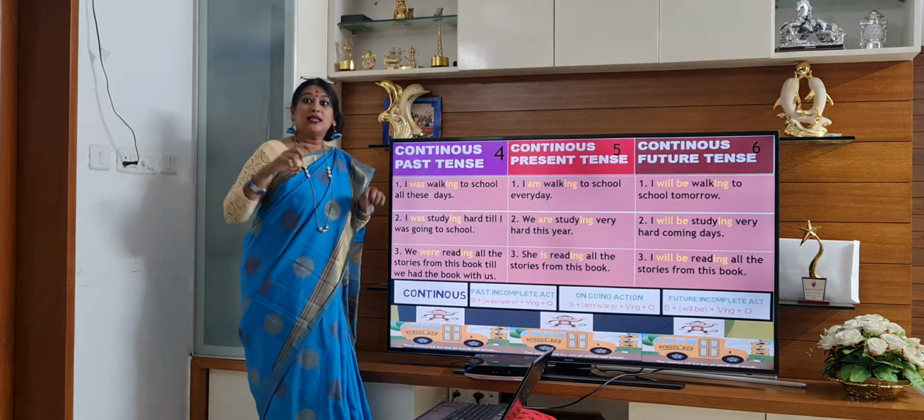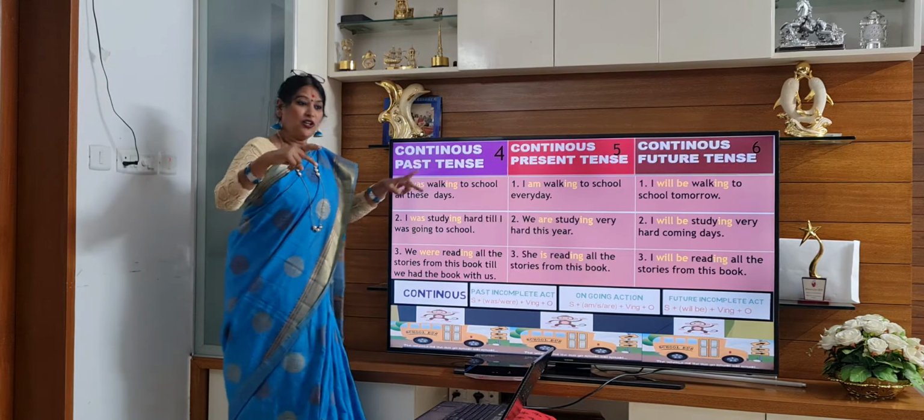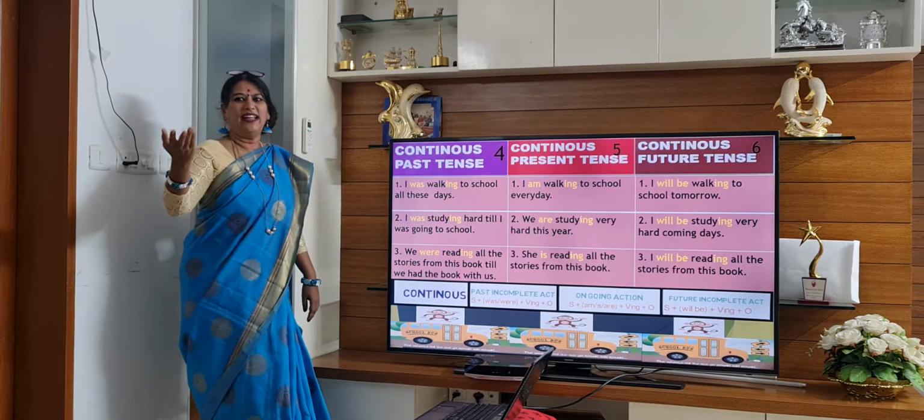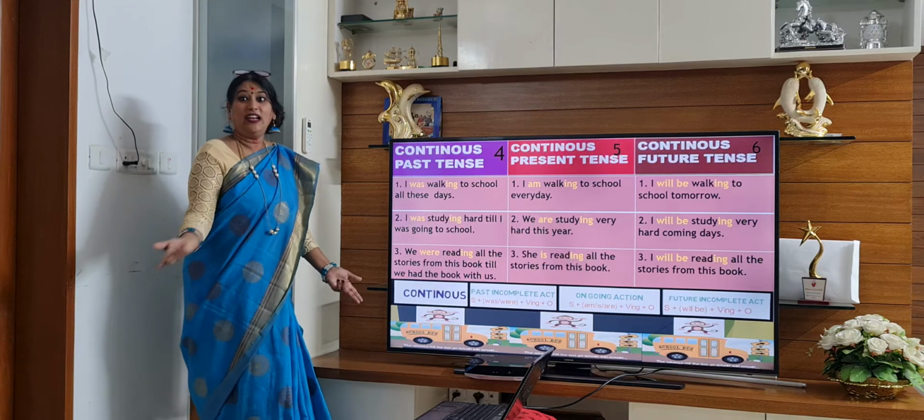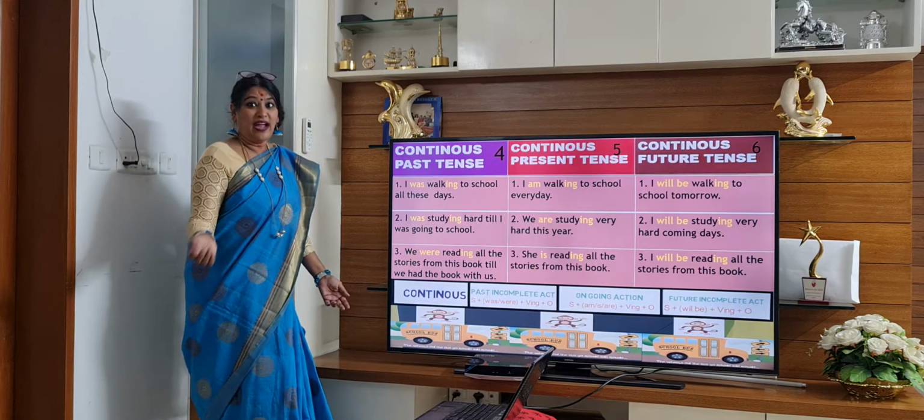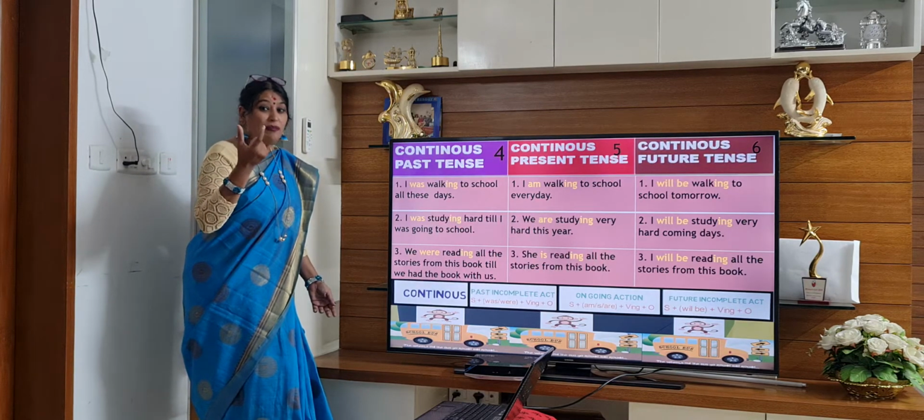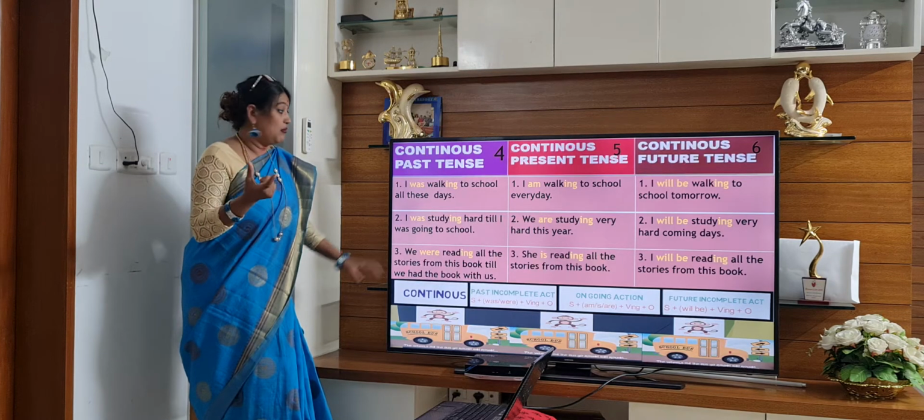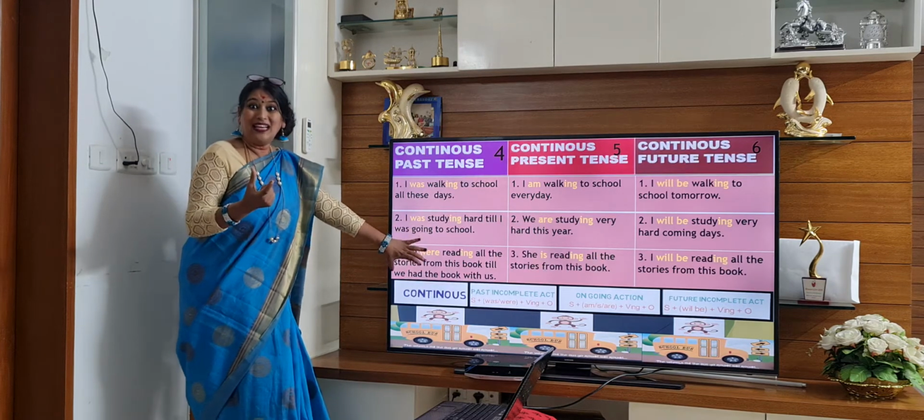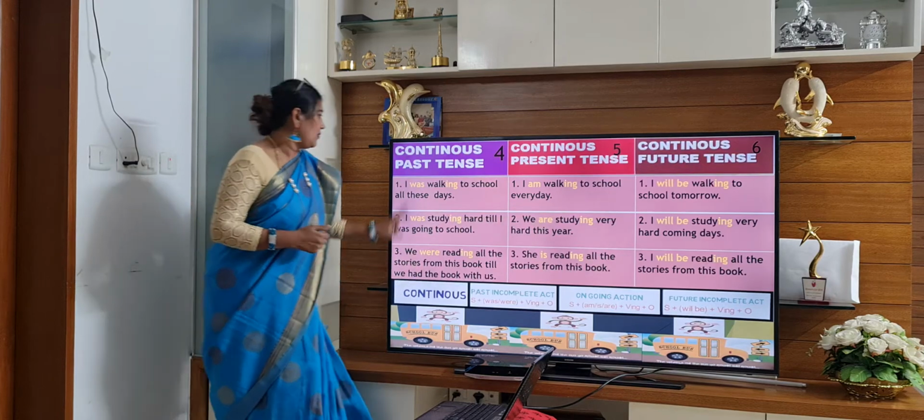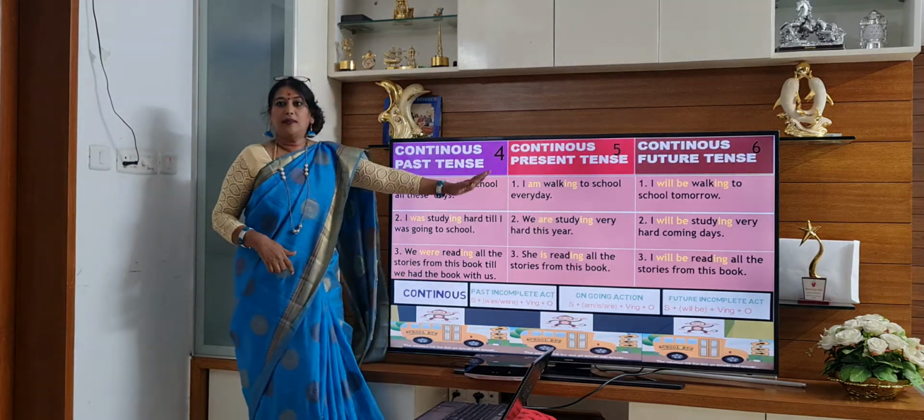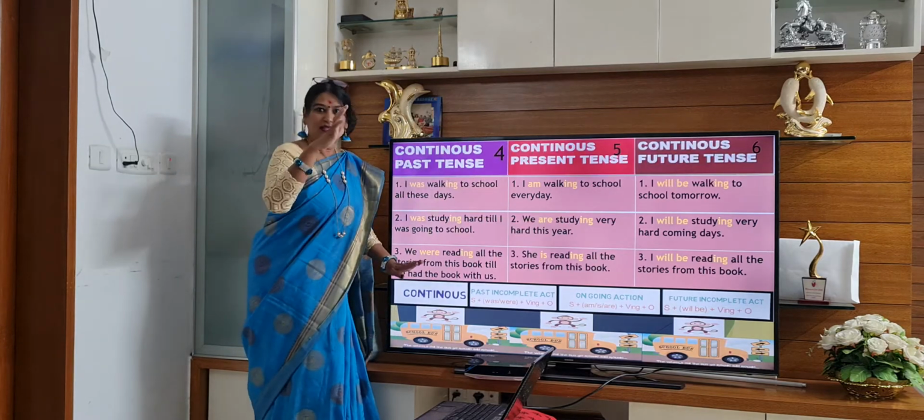Now this is continuous. In continuous again the same: head, body and tail. That's what the sentence is. Head and tail you have to attach, and the body of the verb you have to decide. I mean you have to follow exactly how it has to be used. What does the body say? Let's see. Again past, present, future. We'll be following the same sequence.